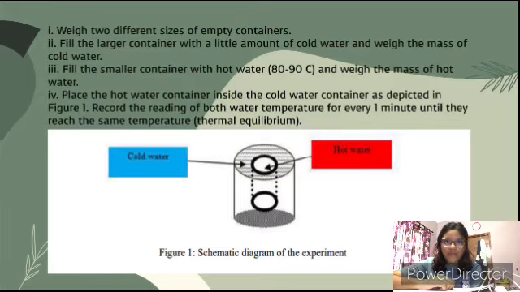Finally, record the reading of both water temperatures every 1 minute until they reach the same temperature, which is thermal equilibrium. That is all from me.